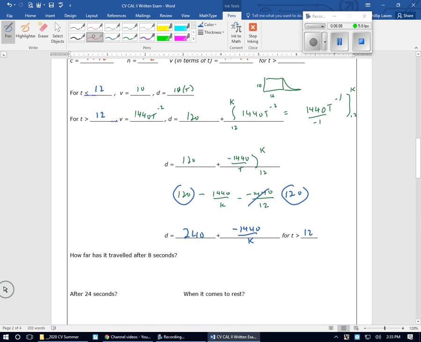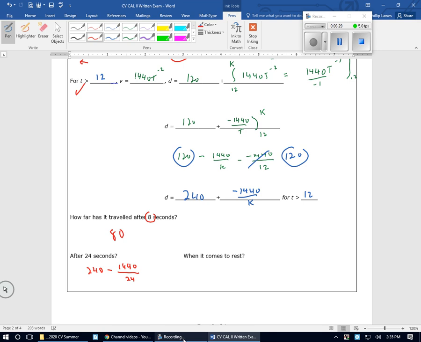All right, so now we're down to the next part, which says 8 seconds and 8 is less than 12, so the distance I've traveled is just 10 times 8, 80. 24 seconds is greater than 12, so the distance I've traveled is 240 minus 1440 over 24. And this part winds up being 60, so the distance is 180. And when it comes to rest, and I have it divided by k, well, your limit as k approaches infinity of 1 over k is 0.